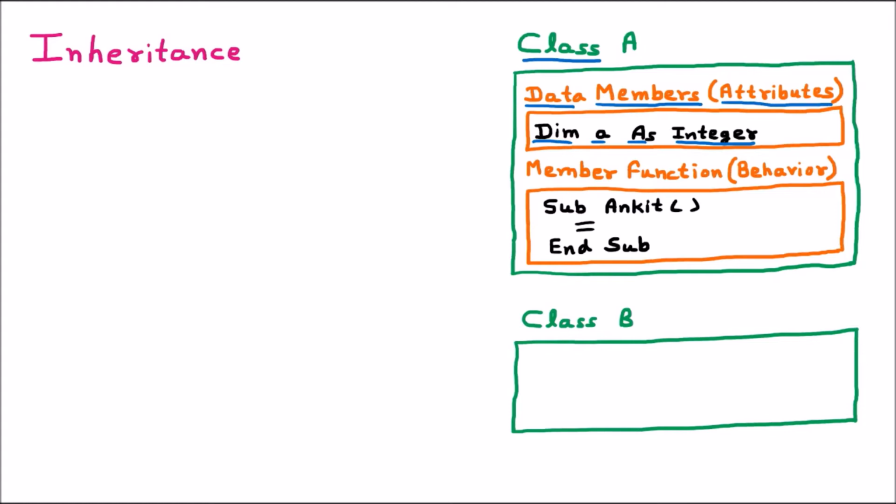And the second thing we have is the member function. Whenever we declare any kind of procedure or function, just like we have declared Sub Ankit ending with End Sub, these procedures and functions are called member functions or behavior. So a class is the combination of data members and member functions, or we can say variables and functions or procedures.